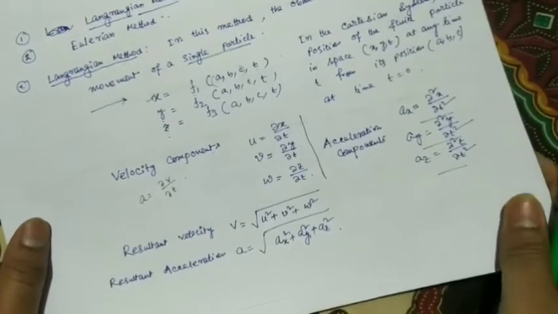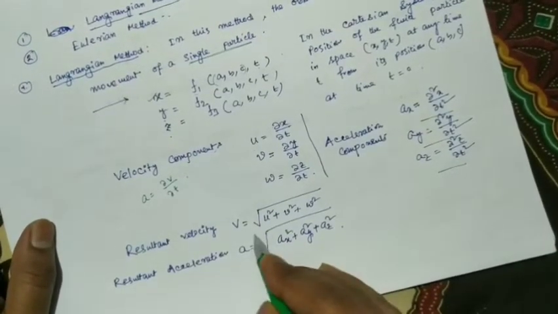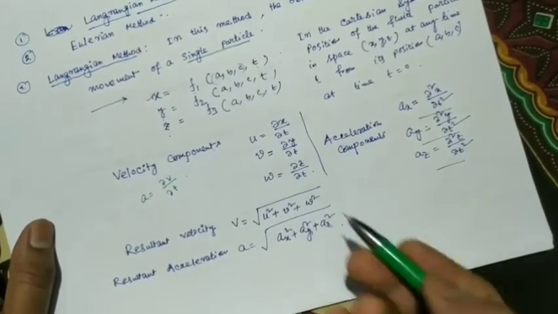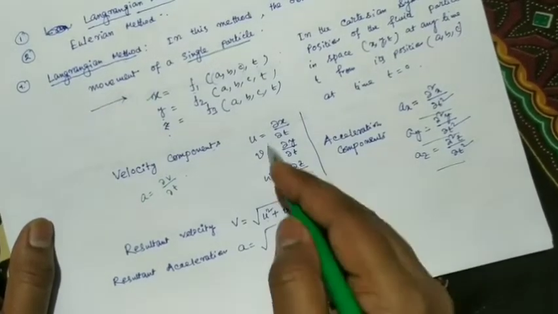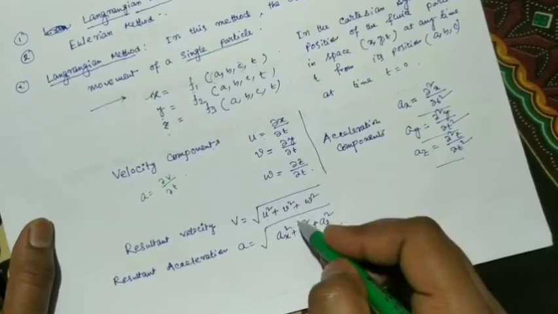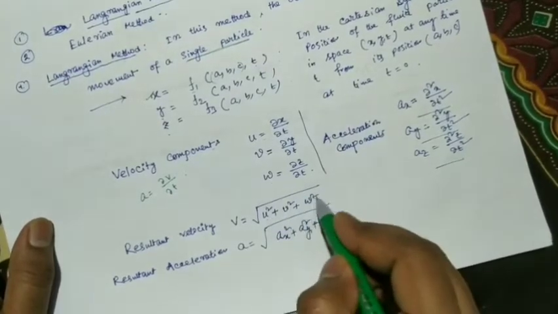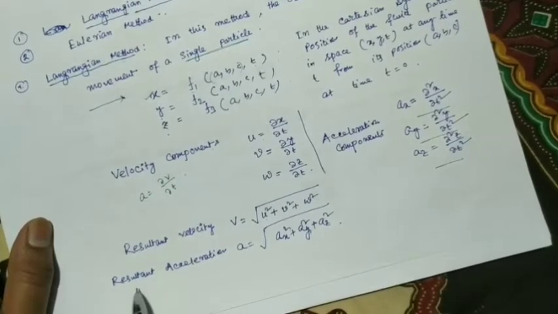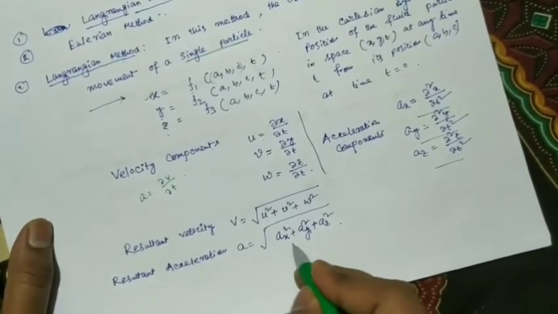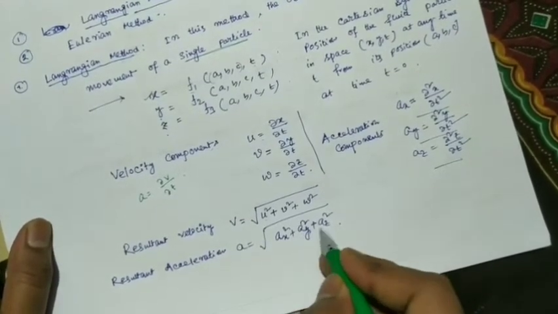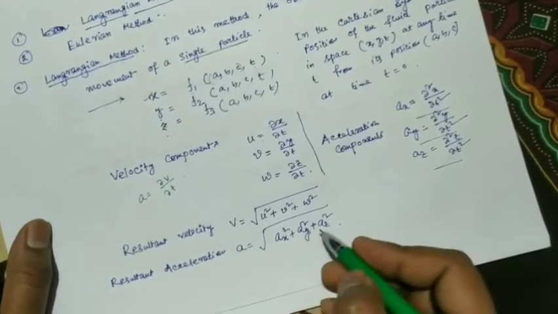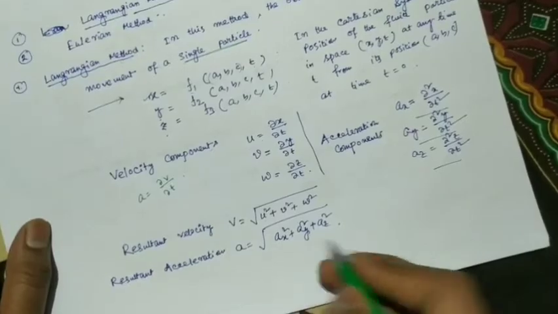Now to get the resultant velocity, we have to take the square root of the summation of the squares of each component. And what will be the resultant acceleration then? The square root of ax squared plus ay squared plus az squared.